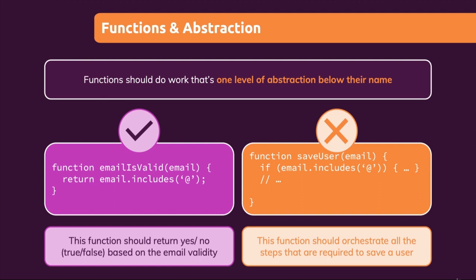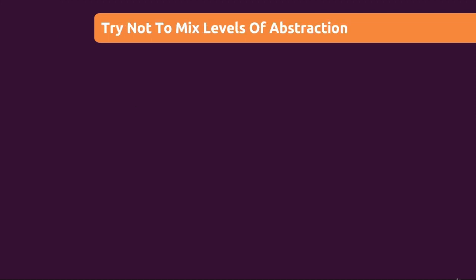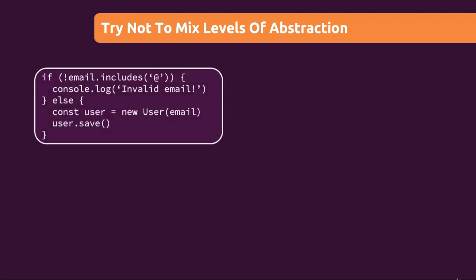Now, levels of abstraction also matter because of one other concept. And I will also come back to that example I showed you in the last lecture again, no worries. But here's that other concept where levels of abstraction also matter. You should try not to mix multiple levels of abstraction in one and the same function. Here's an example. In this code here, we're mixing different levels of abstraction. We got this quite low-level email includes code and the higher-level user save code.